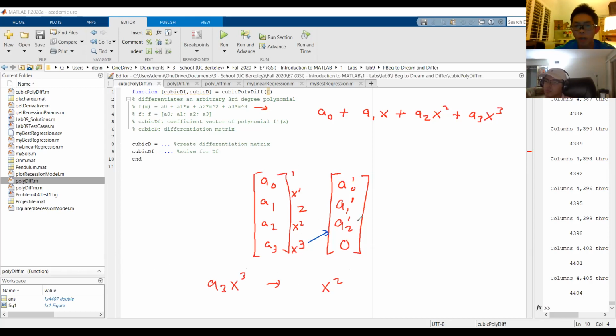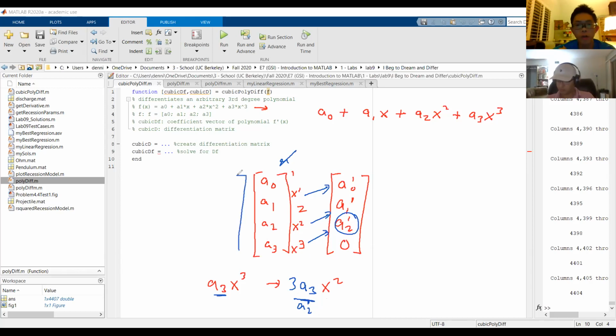Once we do this, this is going to be 3. We'll bring down the 3 because of the power rule, and then it's whatever this a3 is. So 3 times a3 is going to be our a2 prime. That's our new x to the power of 2 coefficient. And we can continue this process, drawing these arrows down to this one. You can see this one actually doesn't matter. And then we'll say that 2 times a2 is equal to our a1 prime.